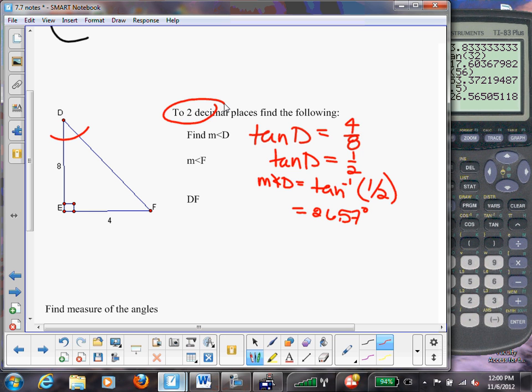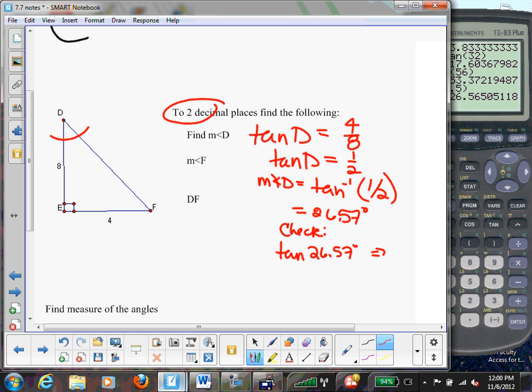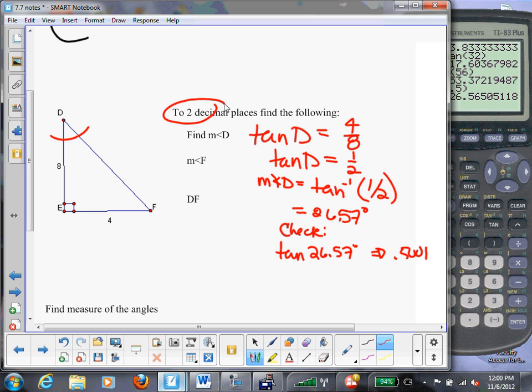How am I going to check this? Tangent. So what is the tangent of 26.57? Is it going to be exactly 1/2? Why won't it be exactly 1/2? Because you rounded it. All right, so check yourself. Do the tangent of 26.57. What do we get? Is that pretty close? All right, so we know now that the measure of angle D is 26.57.